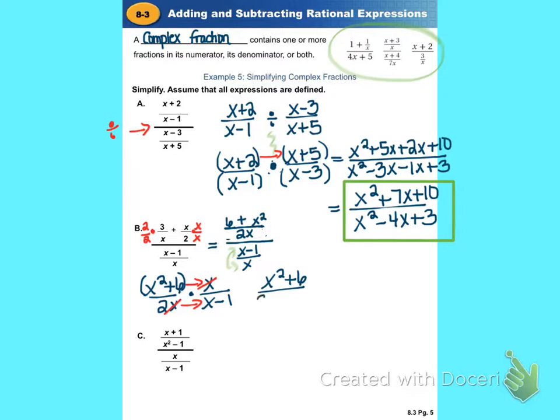And I could either write that as 2 times x minus 1, or I could write it as 2x minus 2. And my numerator is x squared plus 6. And that's my final answer.